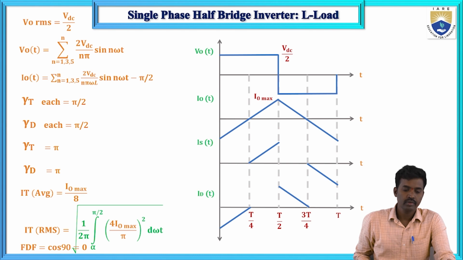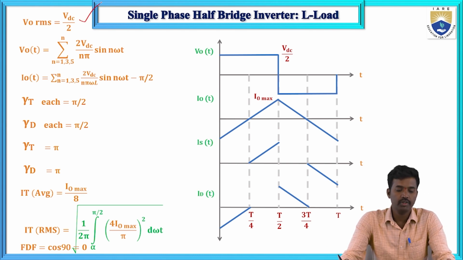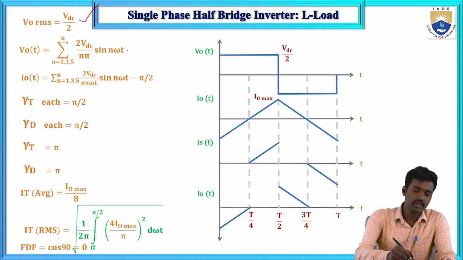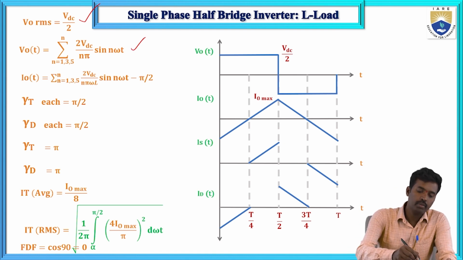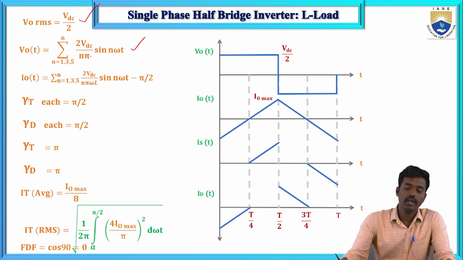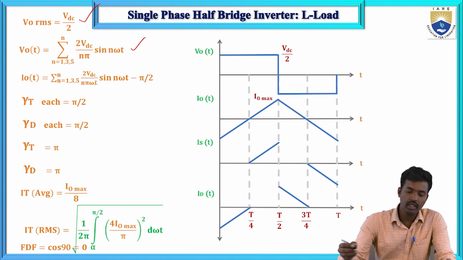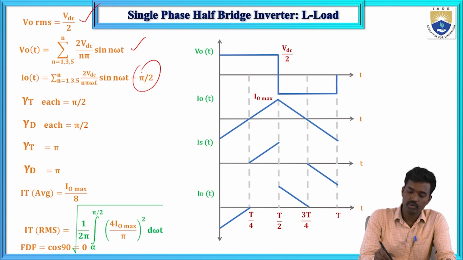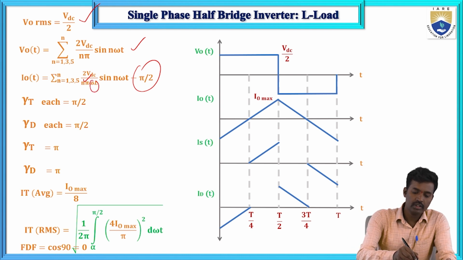And now what about the average total RMS output voltage, VDC by 2, and this is the actual formula for R load: 2 VDC by n pi sine n omega t, but here this is minus pi by 2. So here current lags voltage by pi by 2, here n square. Now this voltage divided by XL is omega naught. So this is the voltage waveform.